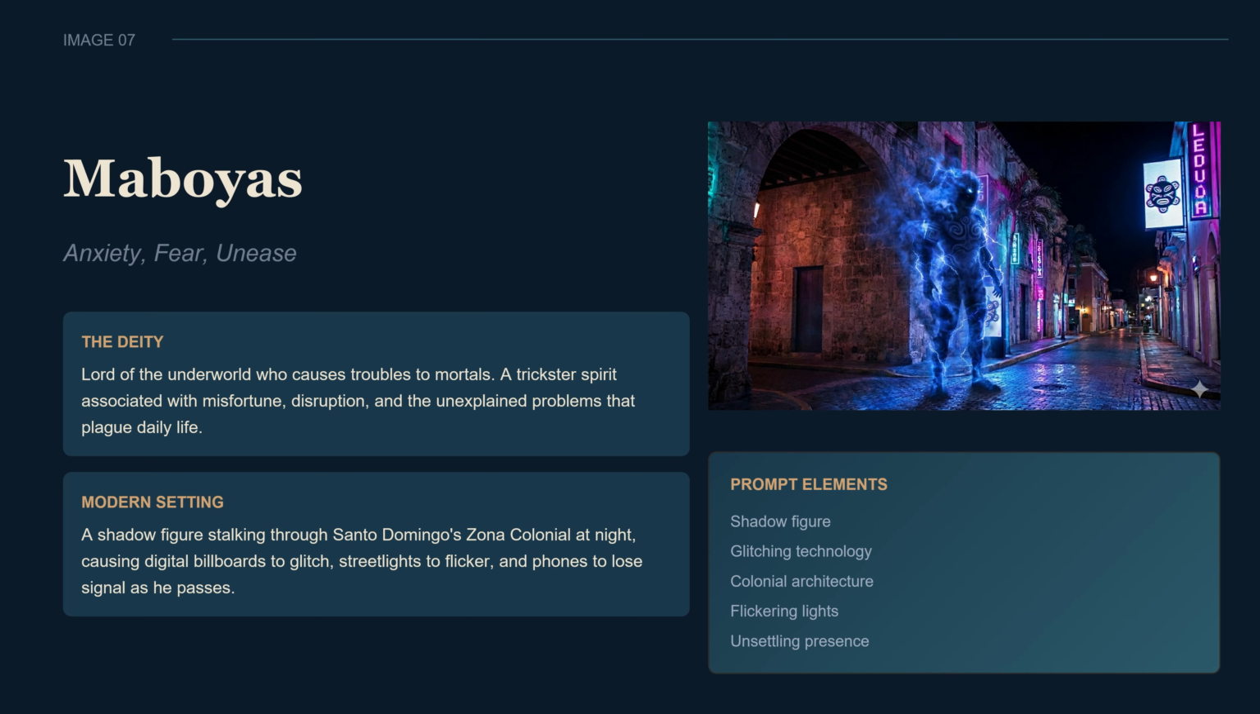Maboya, a trickster spirit, causes anxiety and unease. He stalks through Santo Domingo at night, causing technology to glitch as he passes.